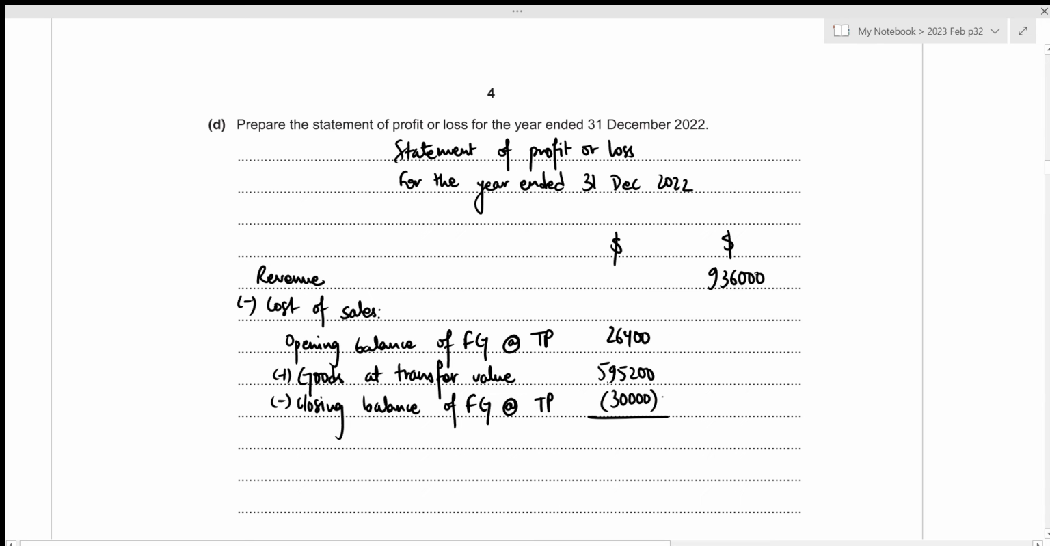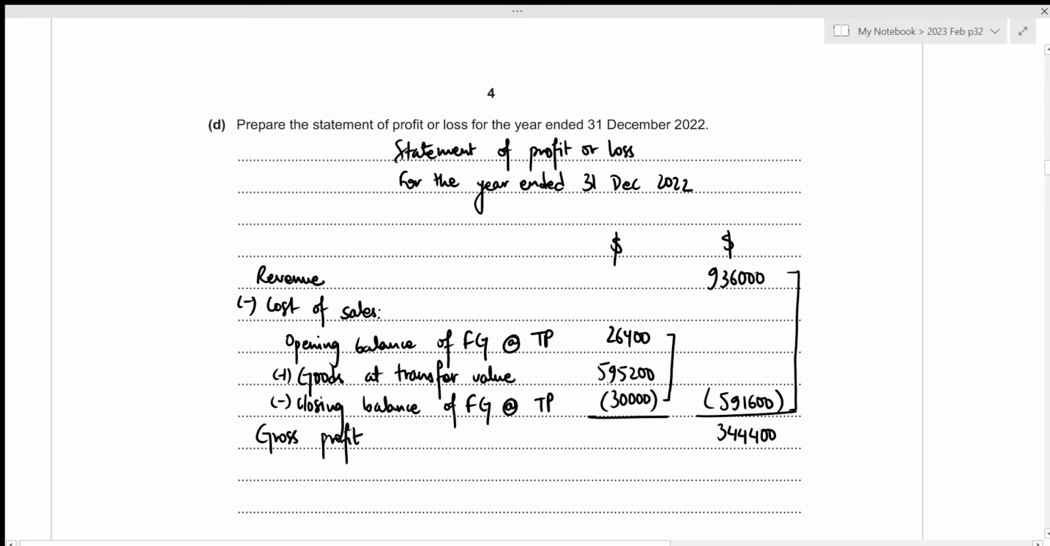Now let's figure out the total of the cost of sales. That's 26,400 plus 595,200 minus 30,000, which results in 591,600. Now we also have to subtract this from our sales revenue in order to figure out the gross profit. That's going to be 936,000 minus 591,600, which results in 344,400. That's our gross profit.